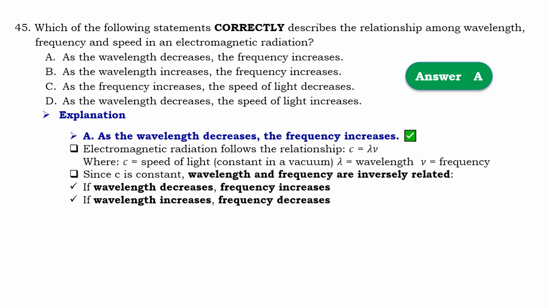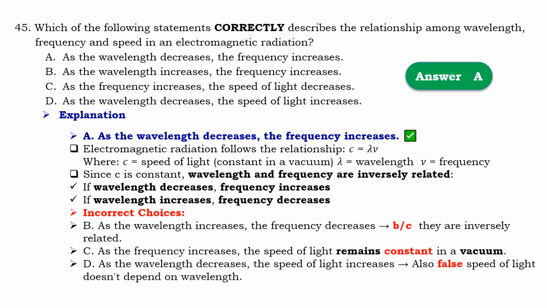Electromagnetic radiation follows the relationship that the speed of light equals lambda (wavelength) times frequency, c = λν, where c is the speed of light, which is constant in vacuum, λ is wavelength and ν is frequency. Since the speed of light is constant, wavelength and frequency are inversely related: if wavelength decreases, frequency increases, and if wavelength increases, frequency decreases. So that should be A.